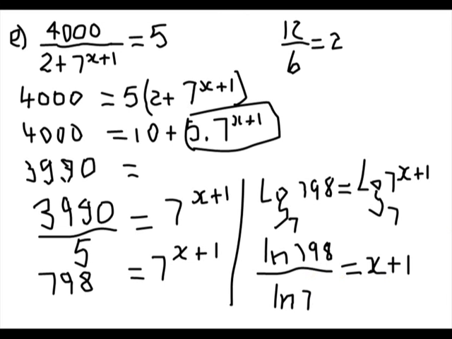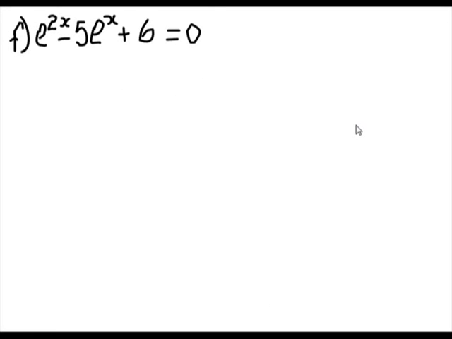Okay, so now let's go to the last, which is the toughest. We are going to try to solve this last equation. So we have here e to the power of 2x minus 5 e to the power of x plus 6 equals 0. The problem is we have two exponential terms. We just can't isolate them, so we can't use the same technique. We have to use another one.